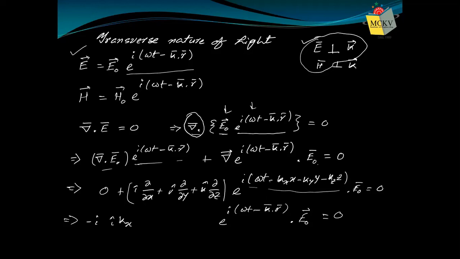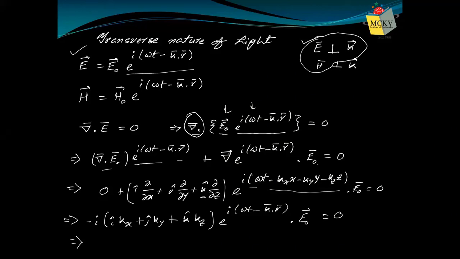Then j cap del/del y operates on this e to the power thing. Again, minus i comes out with ky, e to the power i(omega t minus k dot r) into E naught. Similarly, when the third quantity del/del z operates, minus i kz comes out with k cap. The minus i can be dropped because the right hand side is 0.